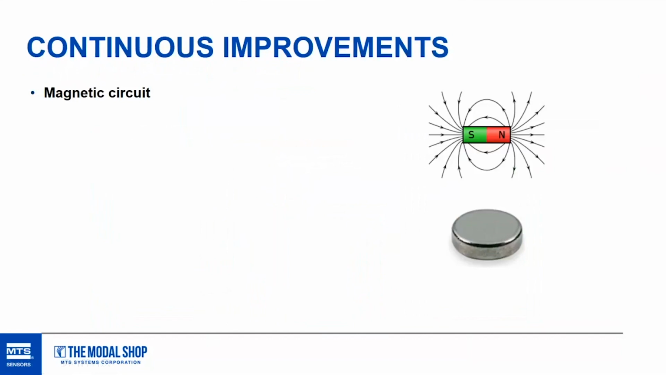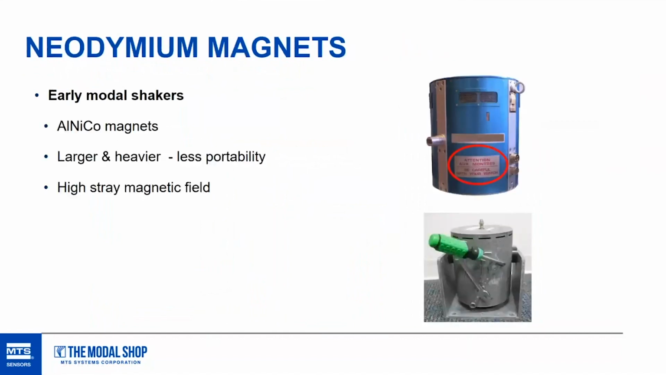Moving on to other improvements that are directly related to the shaker design, a lot of the small size shakers use a permanent magnet. So if we look at the magnetic circuitry, the key component is the magnet itself. In the early modal shakers, pretty much the only option was alnico magnets. It's an alloy of aluminum, nickel, and cobalt.